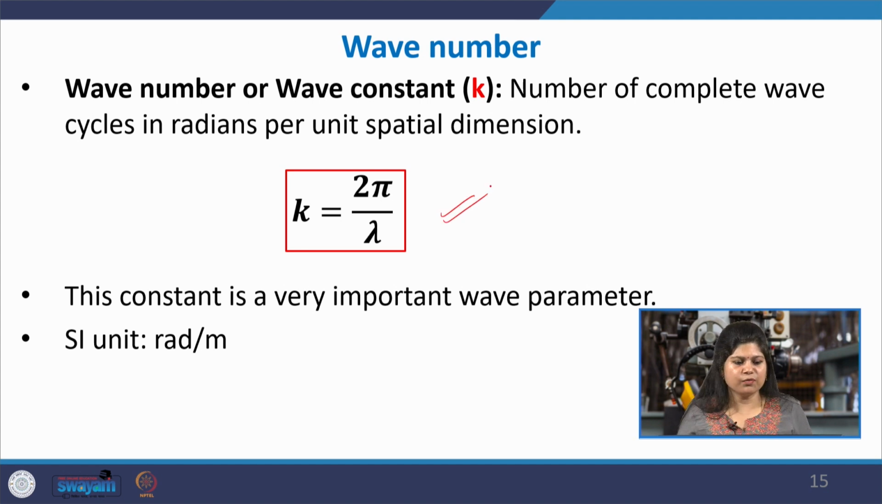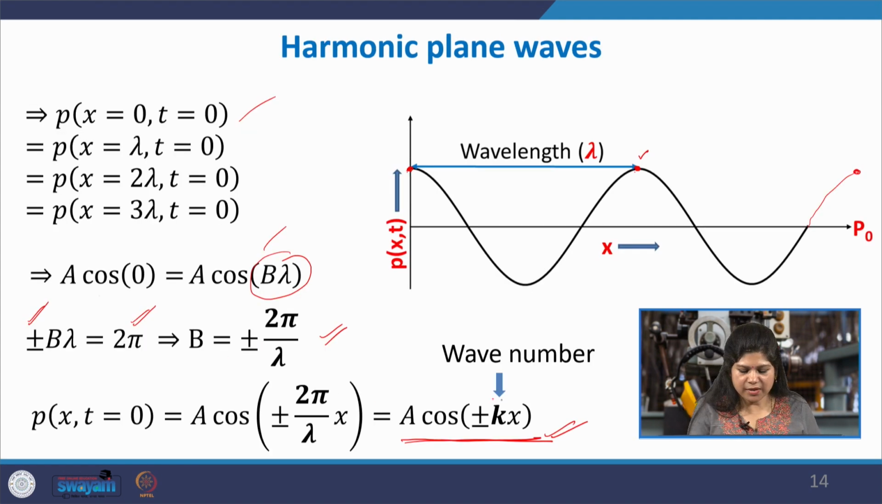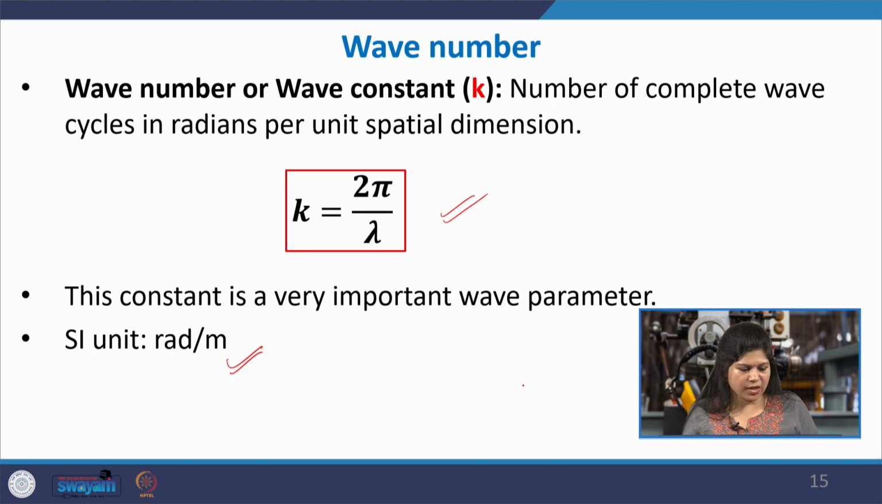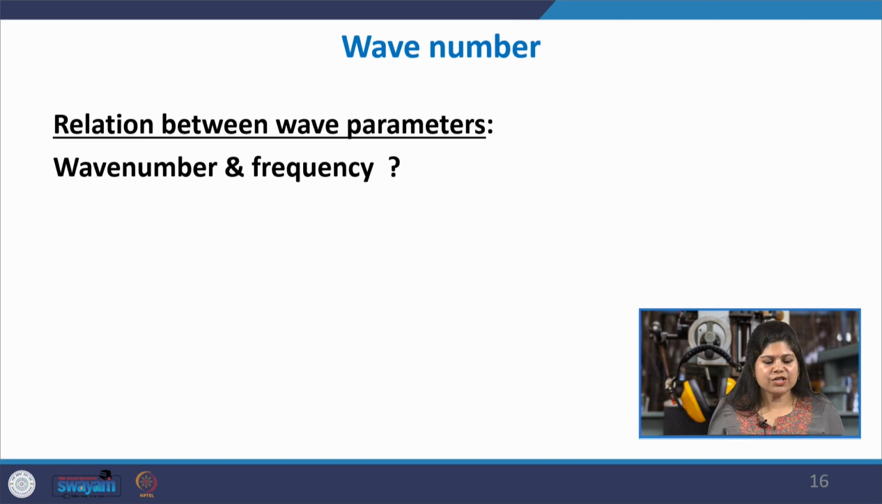This parameter we have already discussed. It is the number of complete wave radians per unit spatial dimension. The SI unit, and this is important, here k is the wave number, so the SI unit is radians per meter. Before we find the solution for the time-wise variation, an important relationship needs to be derived, a relationship between the wave number and the frequency.